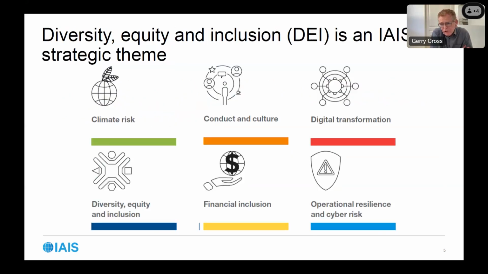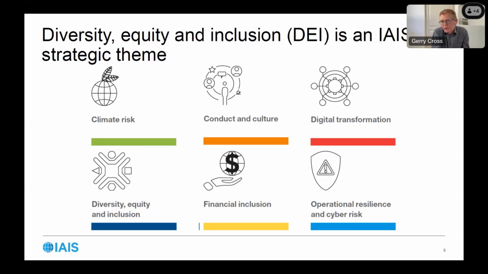Diversity, equity and inclusion is one of the 6 current strategic themes of the 2020 to 2024 strategic plan of the IAIS. And it was chosen as a strategic theme because the IAIS considers that a focus on improving and sustaining diversity, equity and inclusion within the insurance sector, and indeed within supervisors themselves, really helps to build the teams, the approaches and the cultures that better support sound prudential and good consumer outcomes.